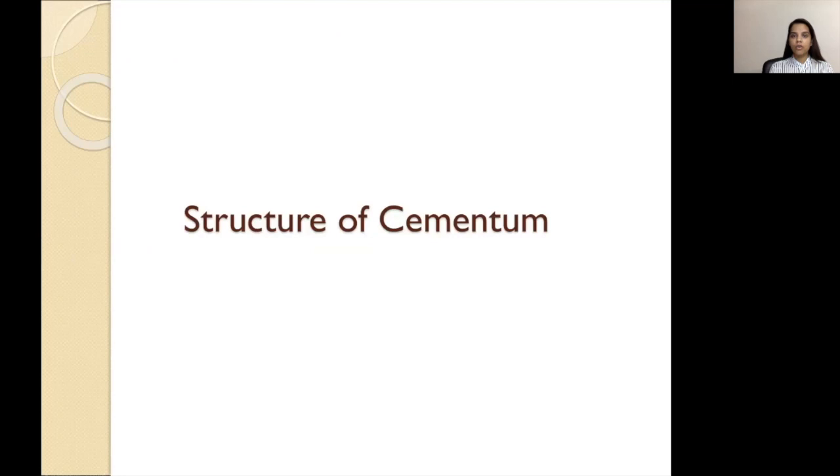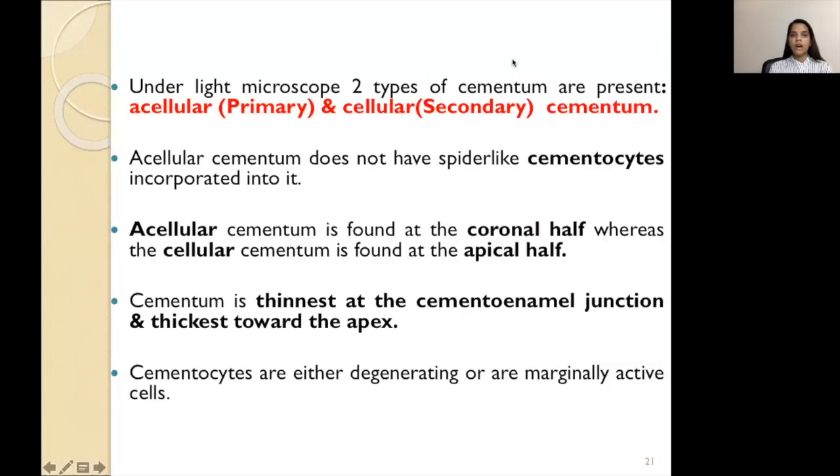Now the structure of cementum. Under light microscope, two types of cementum can be seen, and they are acellular and cellular cementum. So we should know the difference between acellular and cellular cementum. Acellular cementum is primary cementum. Cellular cementum is also called secondary cementum. Acellular cementum does not have spider-like cementocytes incorporated into it. By the name only, it is acellular.